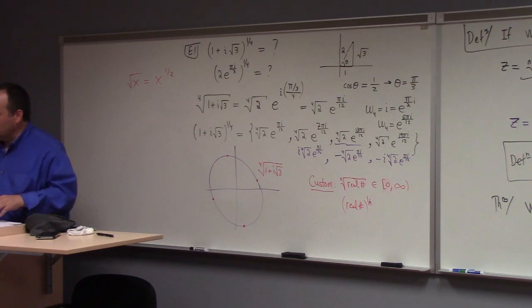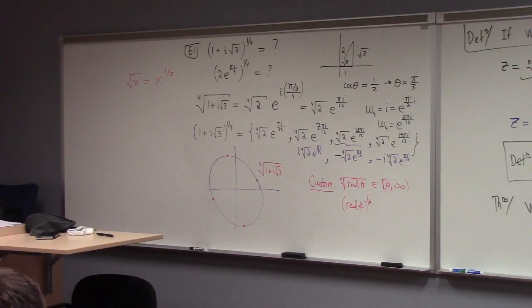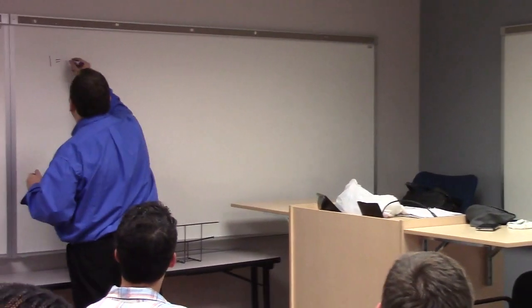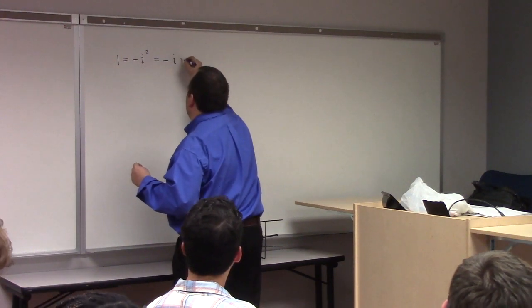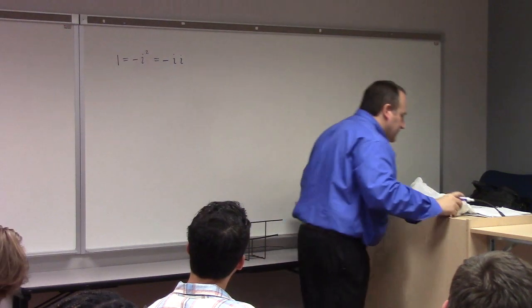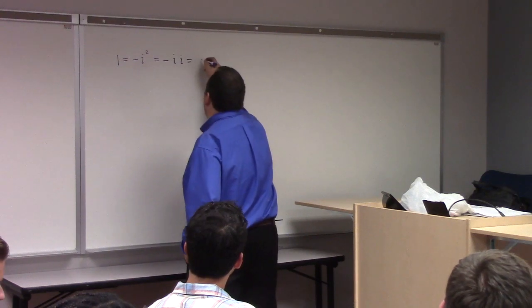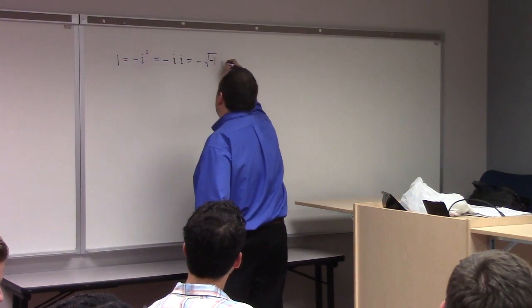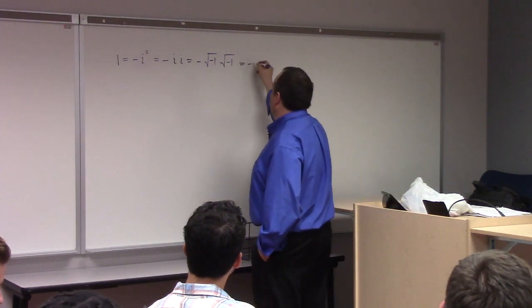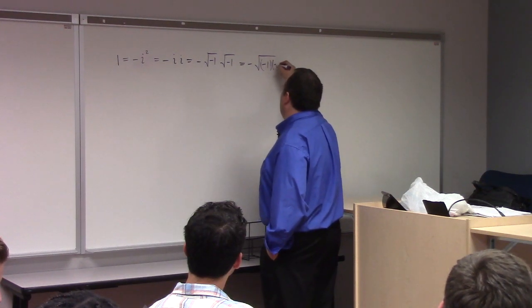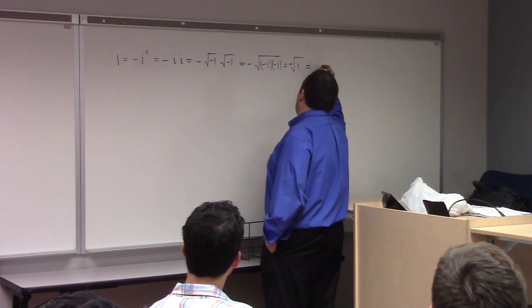All right. 1 is equal to, well, yeah, that's not what, I went the wrong way. It's equal to minus i squared, right? Which is equal to minus i times i, I believe. And then, let's see, what do I want to do? So that's the square root of minus 1 times the square root of minus 1, right? And then, well, that's minus the square root of minus 1 squared, right? Which is the square root of 1 with a minus outside, right? Which then is minus 1.